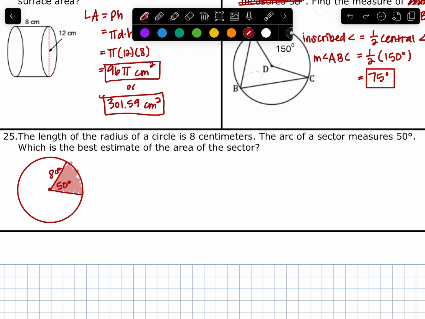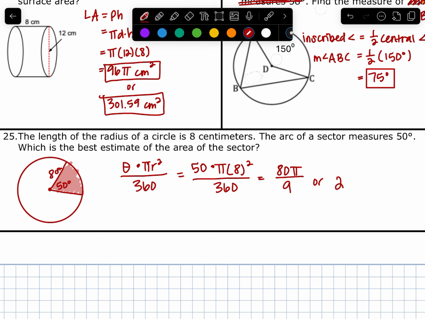So we write the formula: theta times the area of a circle over 360. That'll be 50 degrees times pi radius squared over 360. It says best estimate, so we need to put it in decimal form. If we put it in terms of pi, you put everything in the calculator except for pi. So it would be that, or you could change it to decimal form, which is what the problem called for.